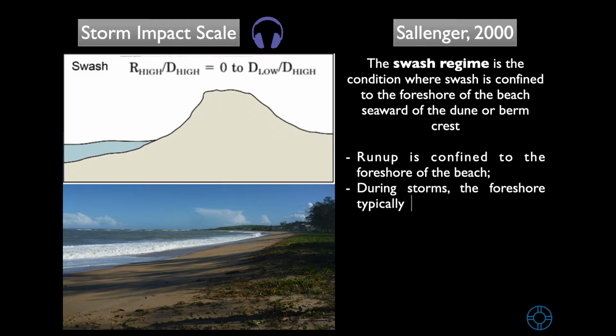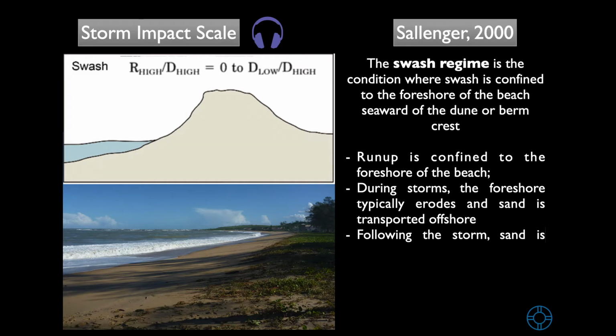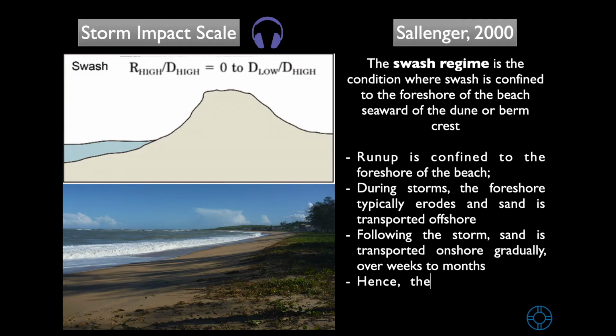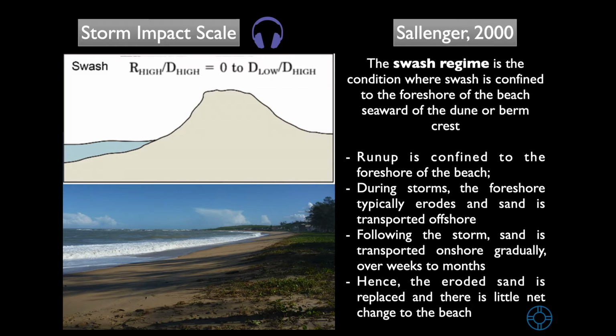During storms, the foreshore typically erodes and sand is transported offshore. Following the storm, sand is transported onshore gradually over weeks or months. Hence, the eroded sand is replaced and there is little net change to the beach.